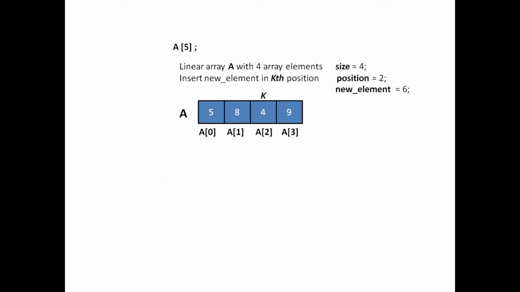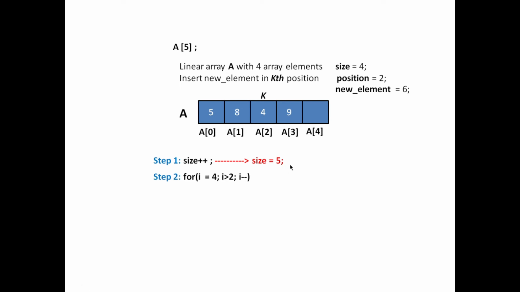To fully understand, we have to make a short simulation. We have here linear array A with 4 array elements, and we have to insert a new element in the key position. Given that size is equal to 4 and the position is index 2, we have to insert a new element which has a value of 6. Since we increase our array size by 1, our size now is equal to 5.